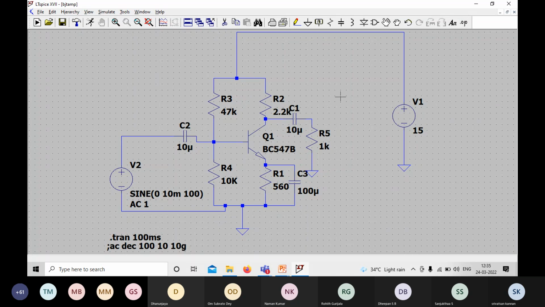Yes, sir. So all of you constructed the circuit and verified the input and output waveforms. Next, we are going to plot the bandwidth of the amplifier. What is the bandwidth? How will you calculate the bandwidth? So you have to plot the frequency response of the amplifier, right?